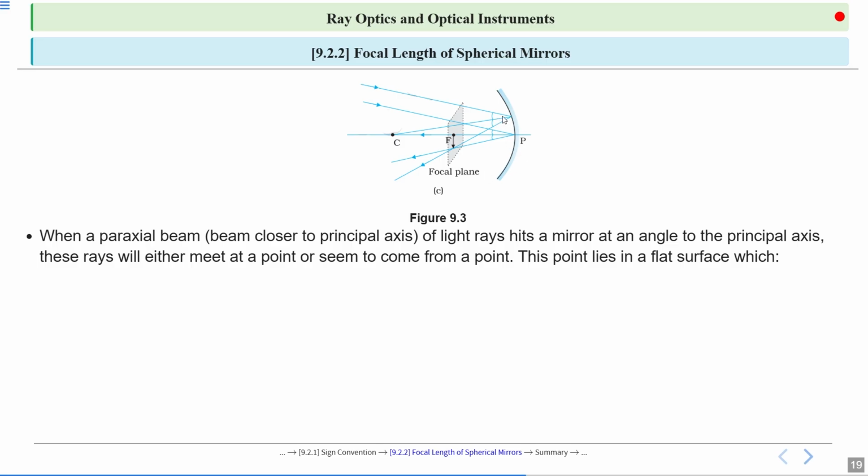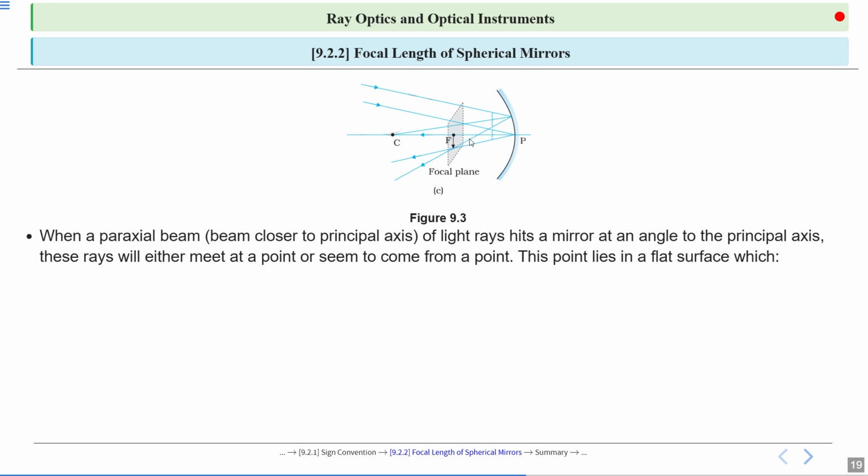By the law of reflection. Okay, so this C is the center of curvature. The normal at any point will pass through the center of curvature. From the center of curvature to that point, it is the normal. And this is the angle of incidence, this is the angle of reflection. So this ray will reflect like that. Similarly, this ray will reflect like that. And at which point are they meeting?